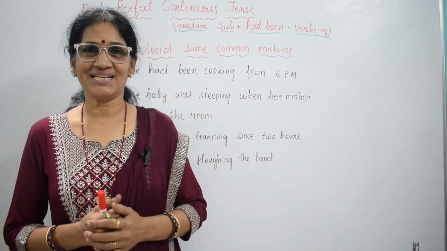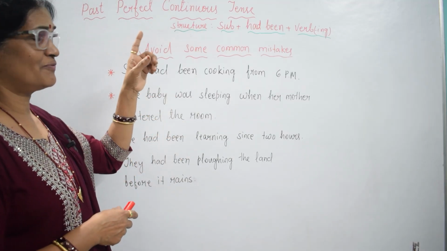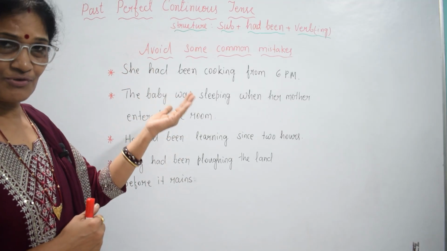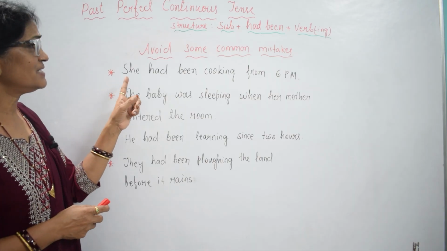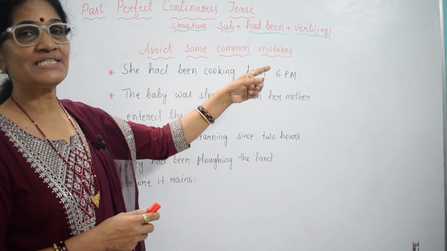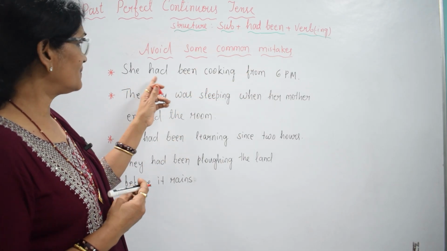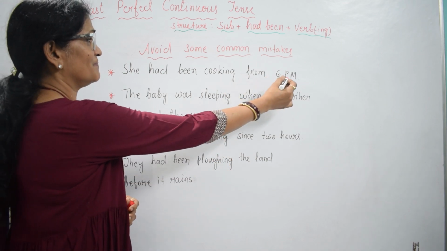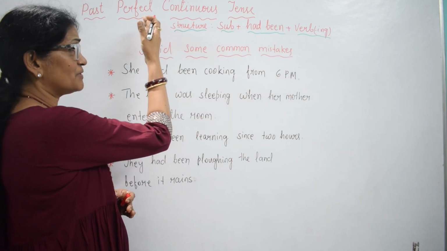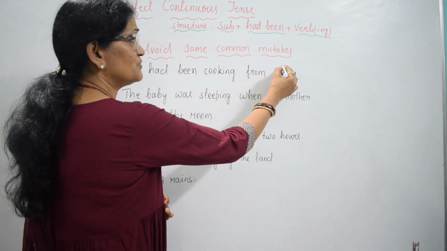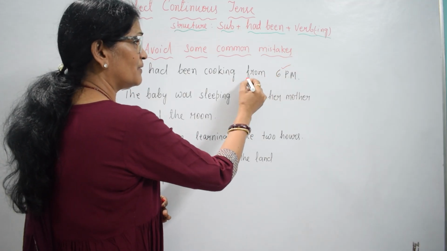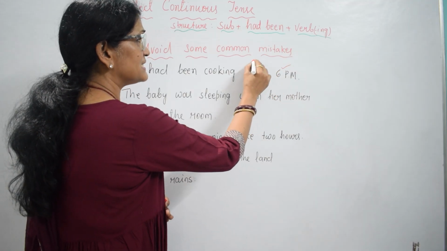Students often make mistakes in using past perfect continuous tense. How to avoid the mistakes? She had been cooking from 6 p.m. We use past perfect continuous. So it is one point of time. For a point of time, not from, since.